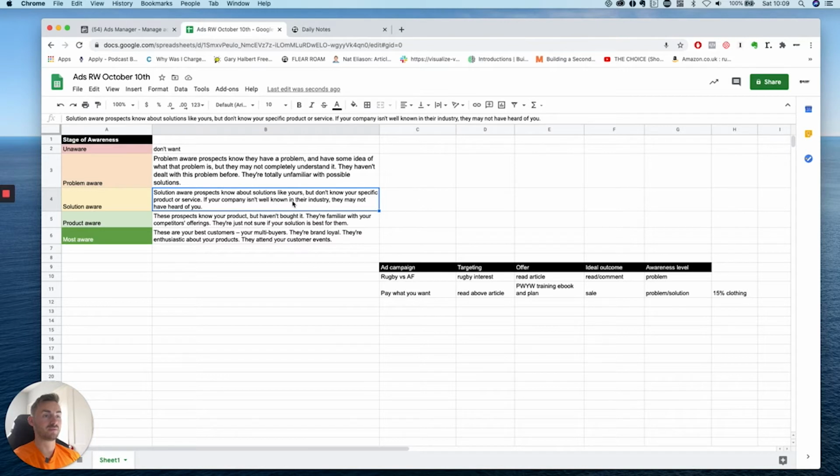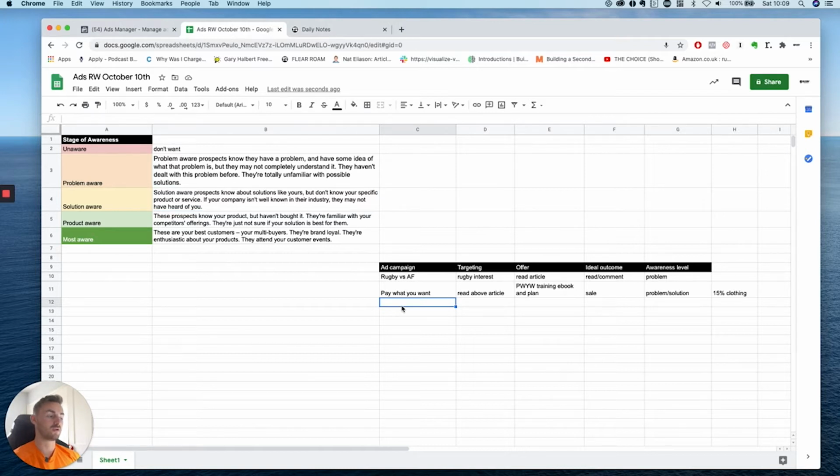They know, okay, Rugby Warfare is clothing, but I don't really know exactly what I want to buy yet. I don't really know what item of clothing. Rugby I don't know that I need, but I am now solution aware, and there's a brand called Rugby Warfare that I've just had this amazing package of.